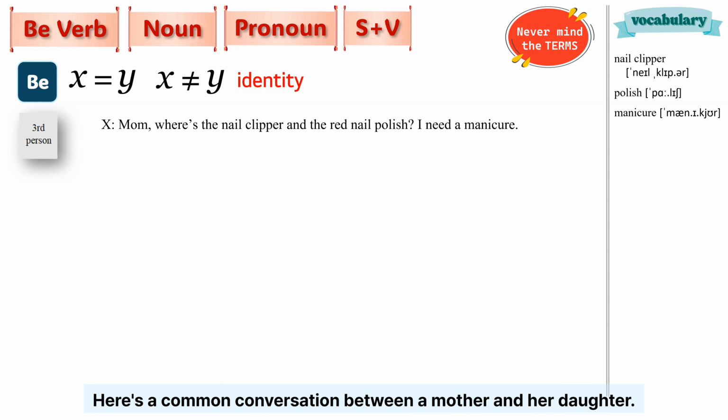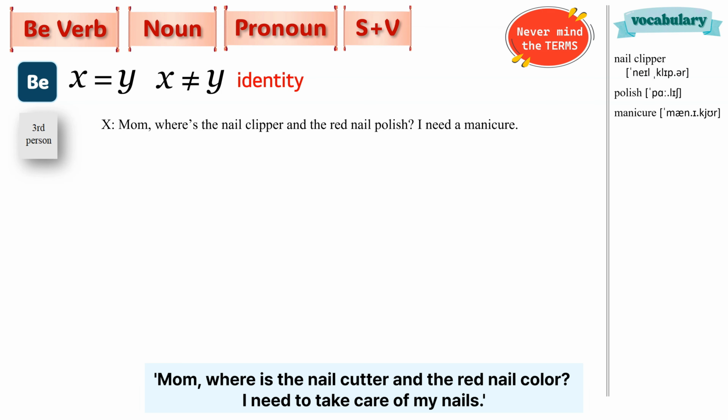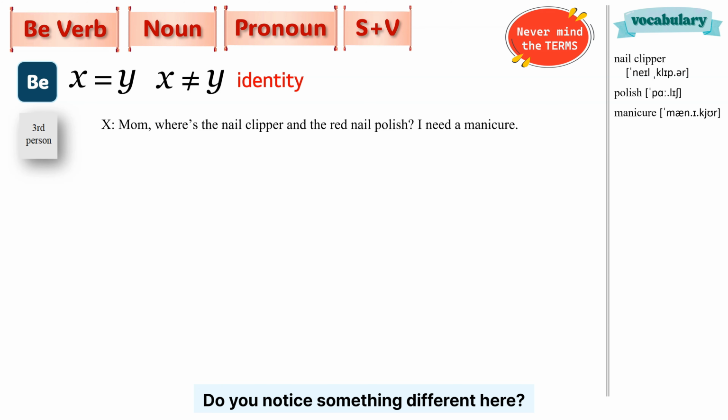Here's a common conversation between a mother and her daughter. First, listen carefully to the meaning of the sentences. Mom, where is the nail cutter and the red nail color? I need to take care of my nails. Do you notice something different here?